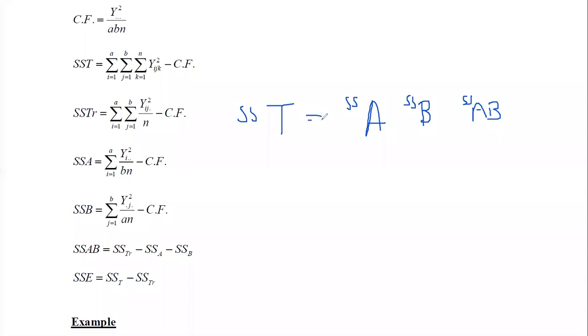The relationship that we had was that the treatment sum of squares equals the addition of these. Therefore, we can easily say SSAB is obtained by subtracting the main effects from the treatment. Then we obtain the error sum of squares the same as previously: the treatment sum of squares has to be subtracted from the total sum of squares.